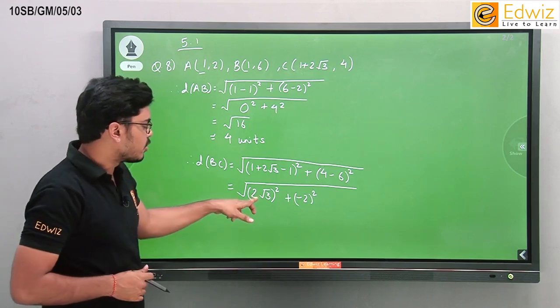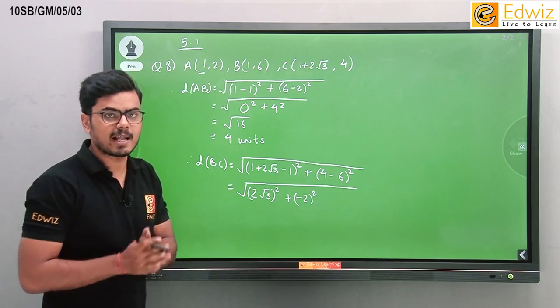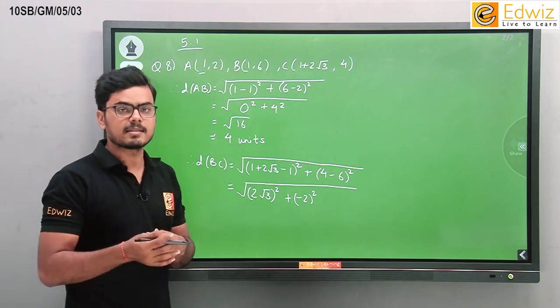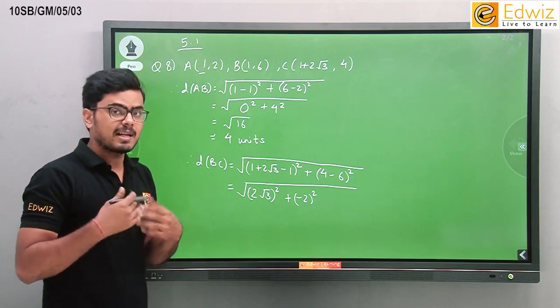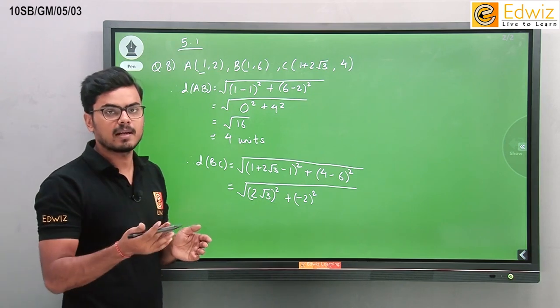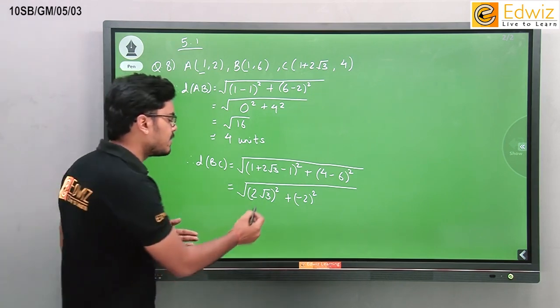Okay, now 2 square we already know it is 4. What is root 3 square? So last year in the 9th standard we have already studied that if we square a square root, the value that we get is the value under the root itself. Square root of 3 squared, the root sign will cancel out. The answer will be 3 only.